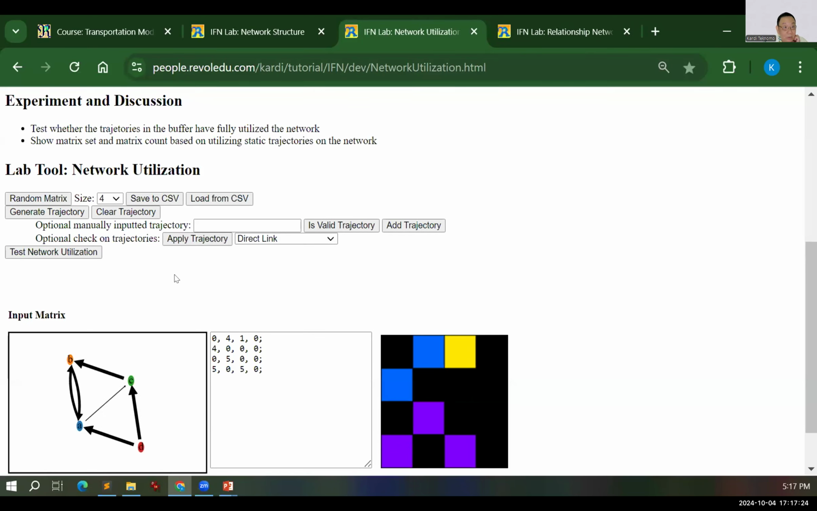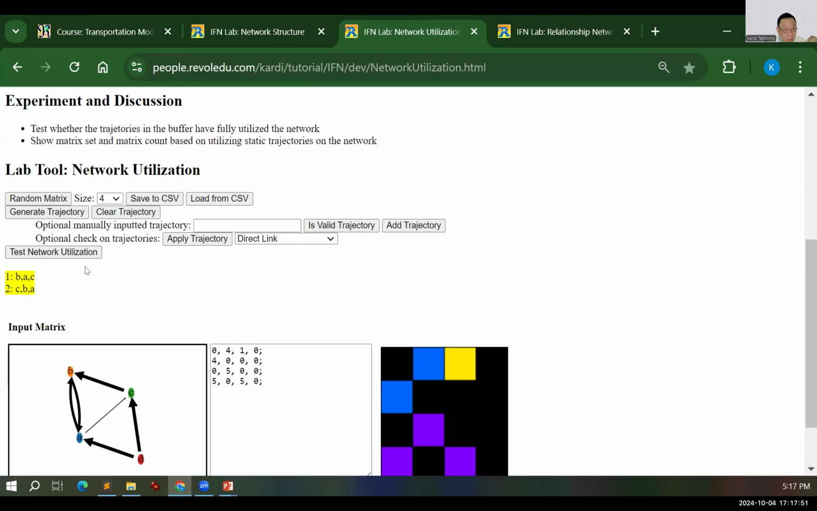Once you have this, you can create a trajectory. Can you see this? This is the random generated trajectory that you can create. First of all, trajectory number 1 is B to C to A. No, from B you can go to A and then go to C, right? So I can create another trajectory here.